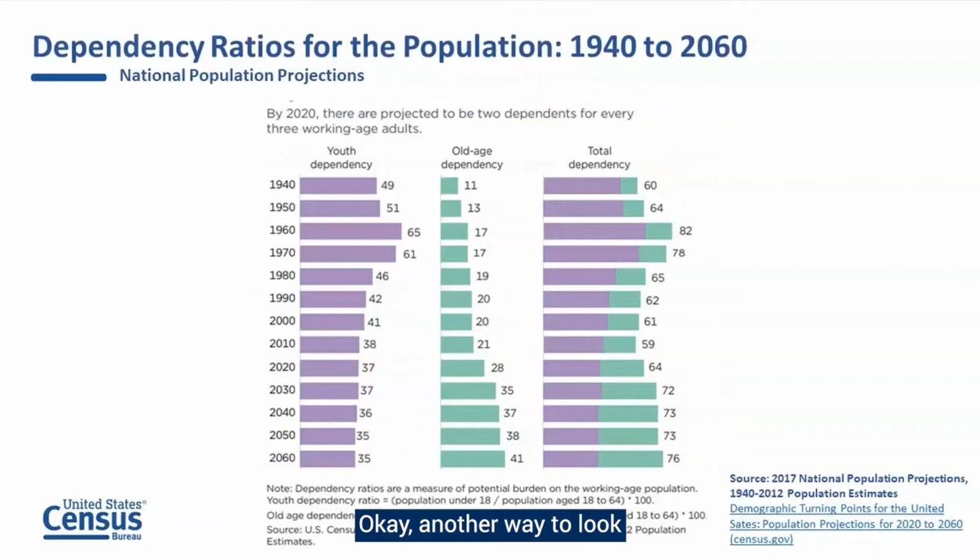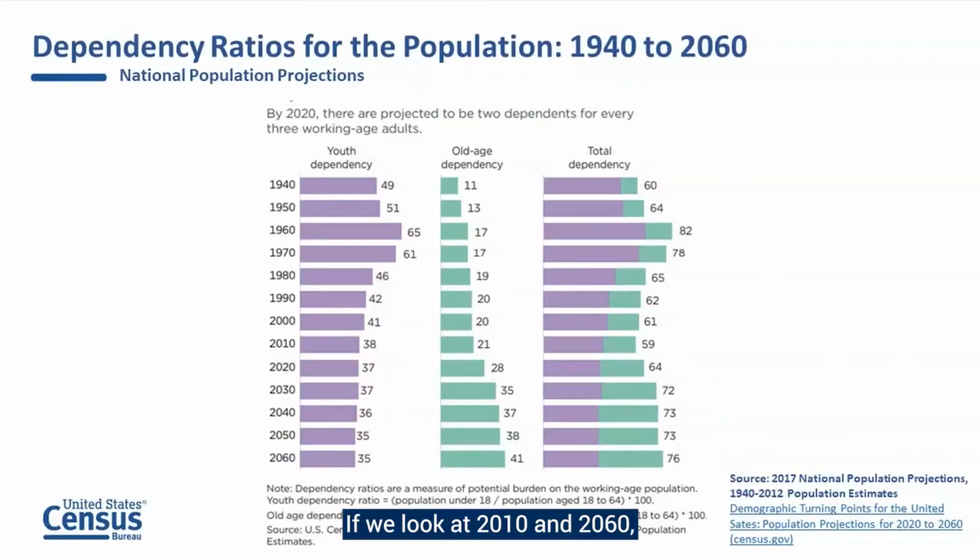Okay, another way to look at trends, specifically the changing age composition of the population, is through dependency ratios. Dependency ratios indicate the dependent population's potential burden on the working age population. In other words, how many people do the working age support? On the left, in the first column, is the youth dependency ratio. This is in the purple bars, shown from 1940 to 2060.